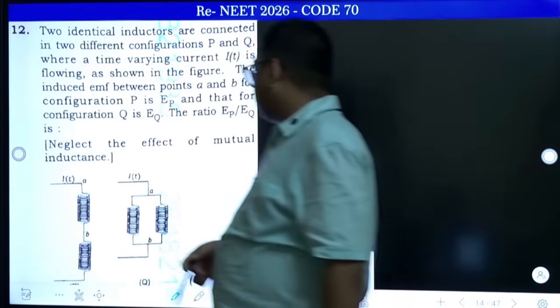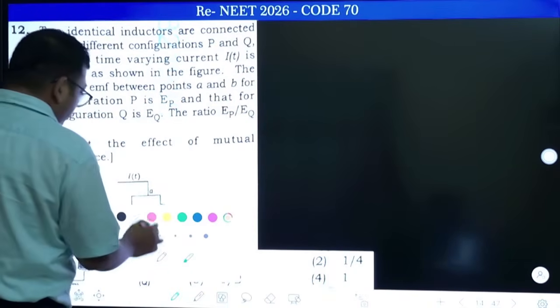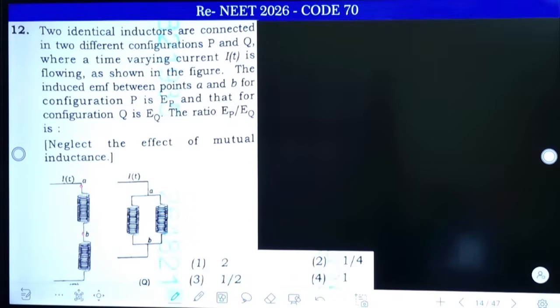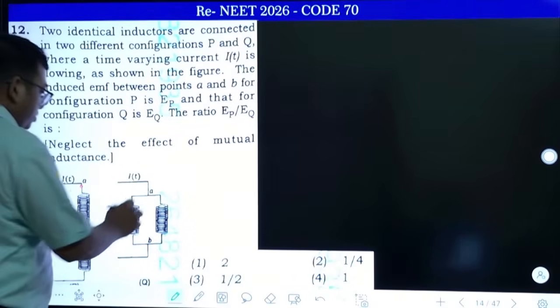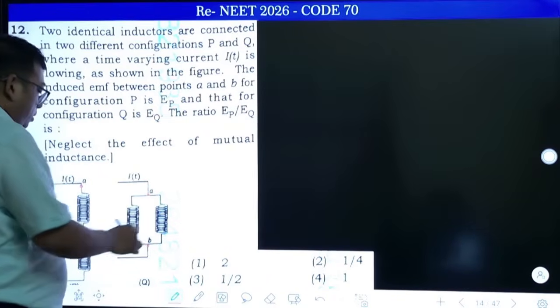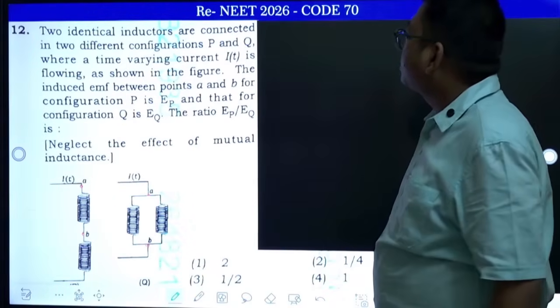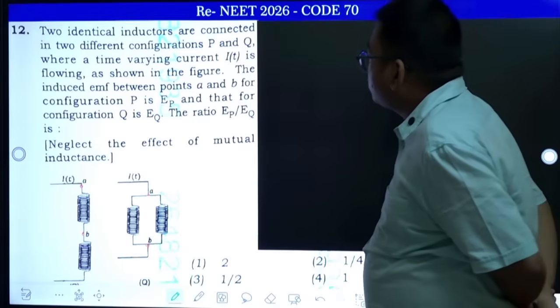Okay, so here A and B means these two points. That means across the first one. And here A and B means the total parallel. That induced EMF they are saying, and the ratio we need to calculate.